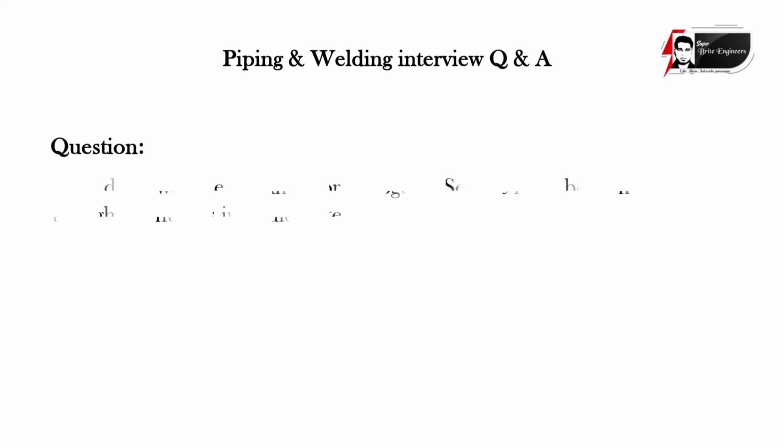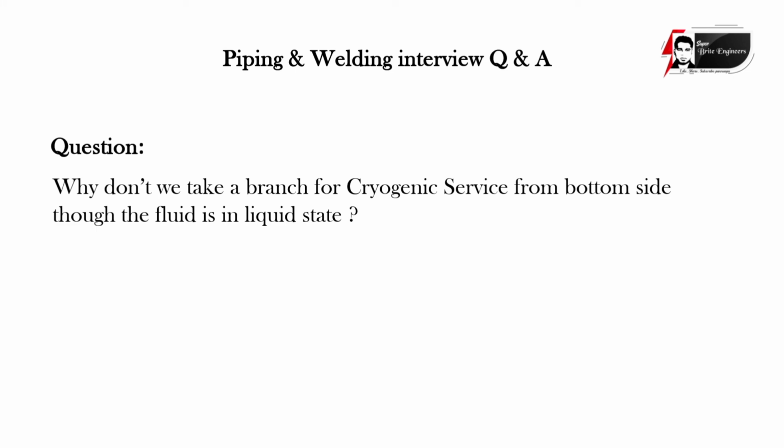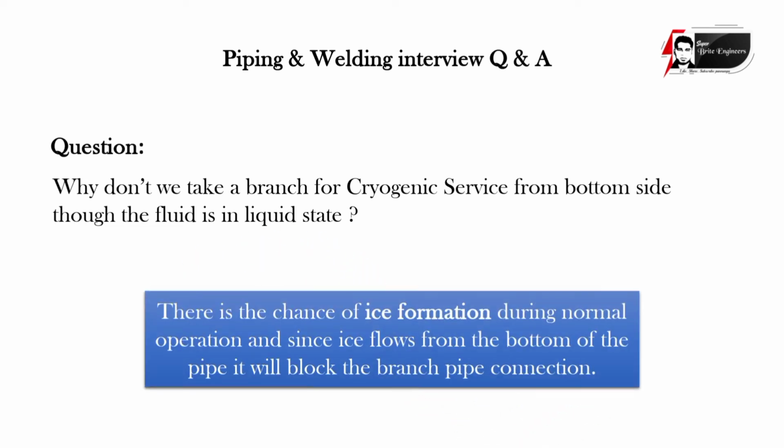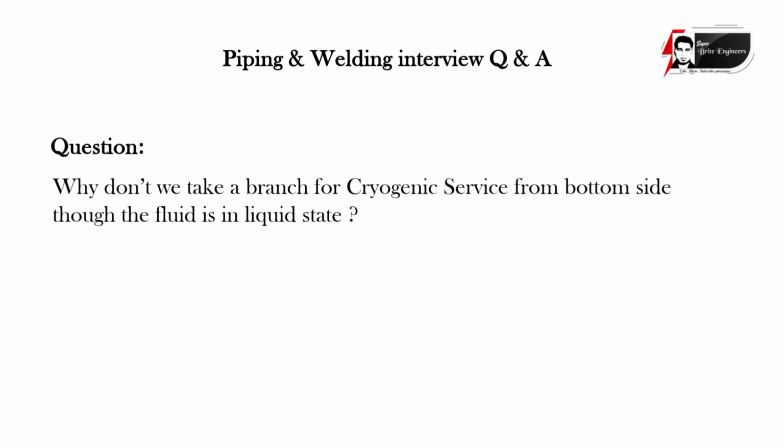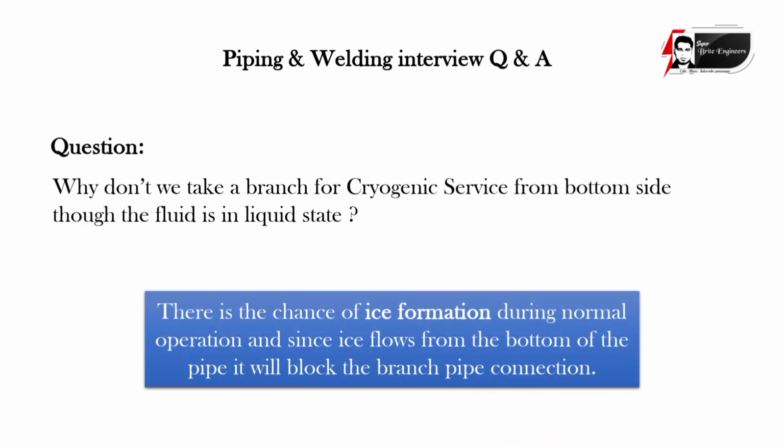Why don't we take a branch for cryogenic service from the bottom side, though the fluid is in liquid state? There is a chance of ice formation during normal operations, and the ice flowing at the bottom of the pipe will block the branch pipe connection.